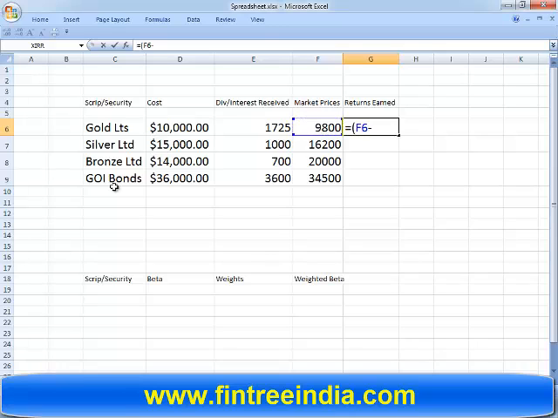closing price minus opening price plus dividend received, the whole number as a ratio to opening price.